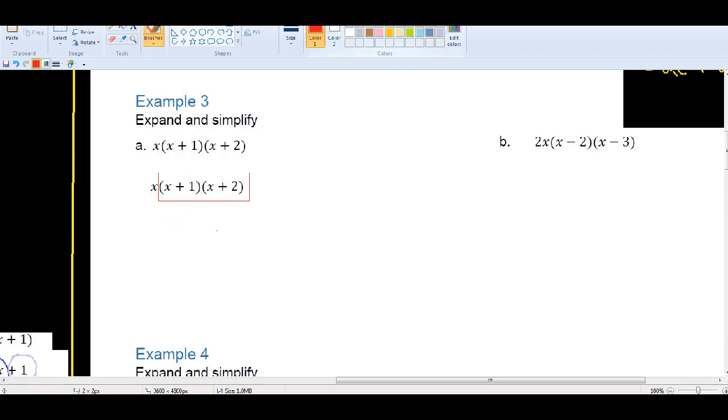Still remember how to do it? We're going to use FOIL: first, outside, inner, last. Let's see what we've got. So when you multiply the first terms, you got x squared, because x times x is x squared. You got 2x. You got 1x. You got 1 times 2, which is 2.